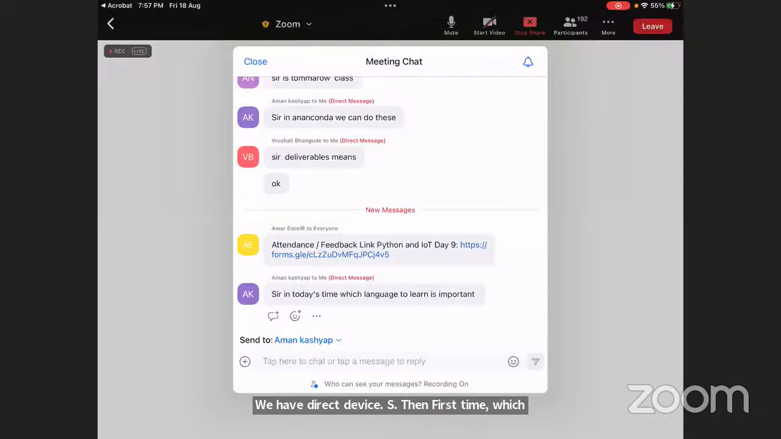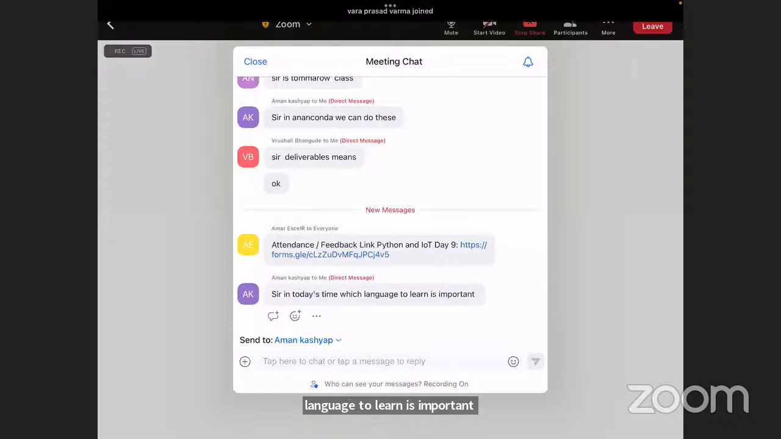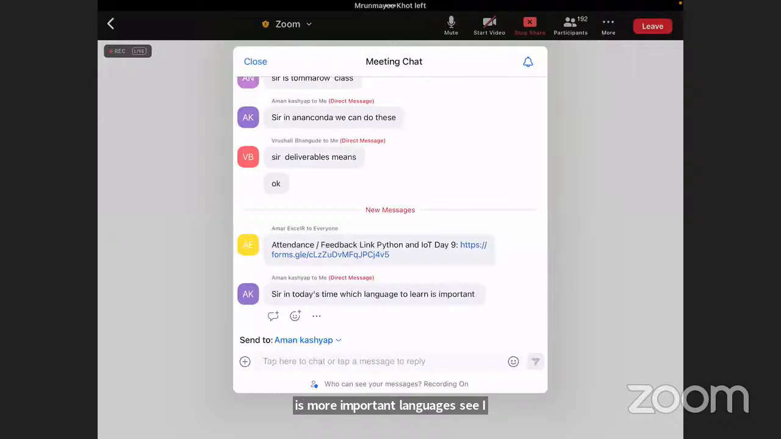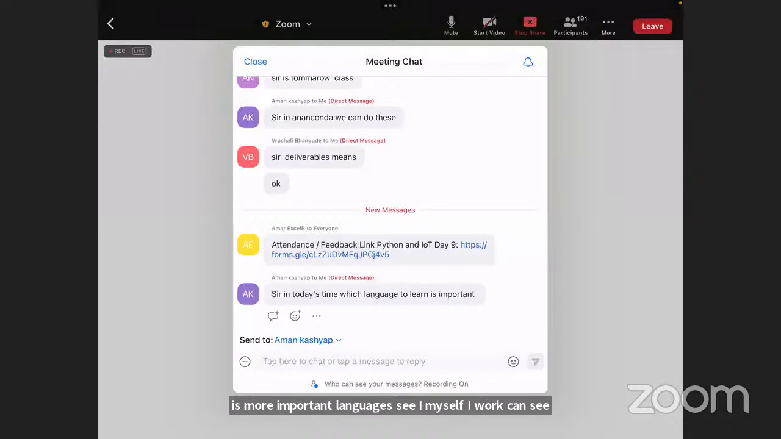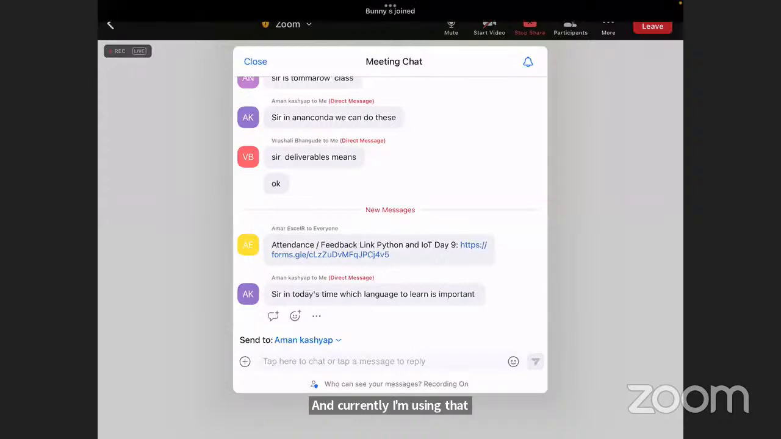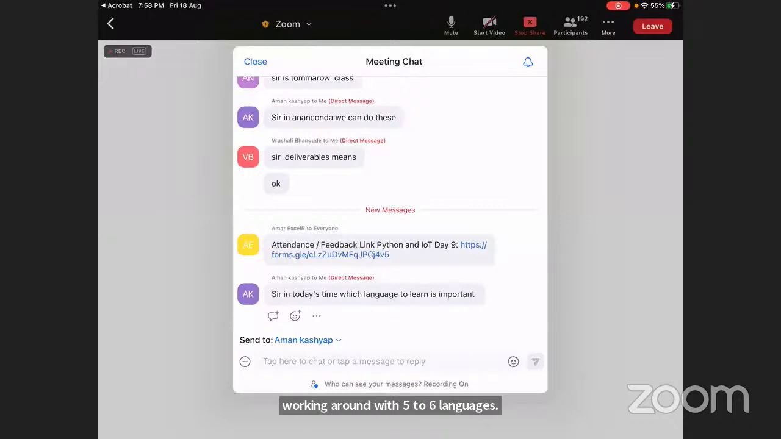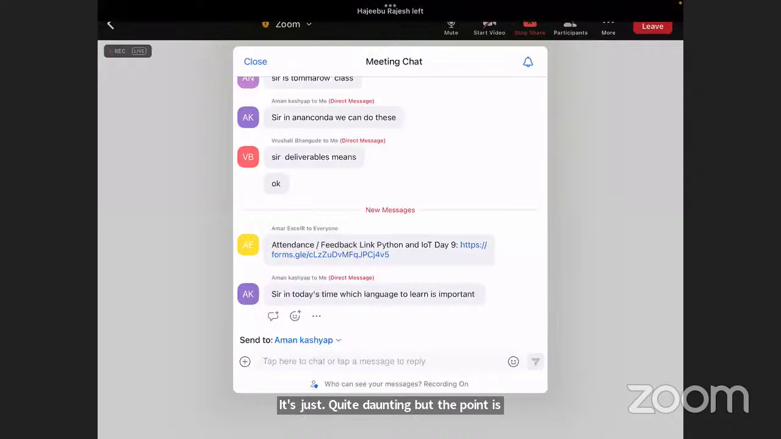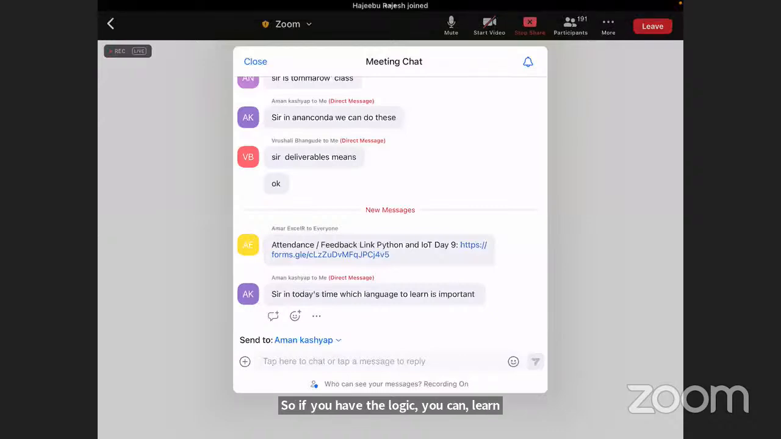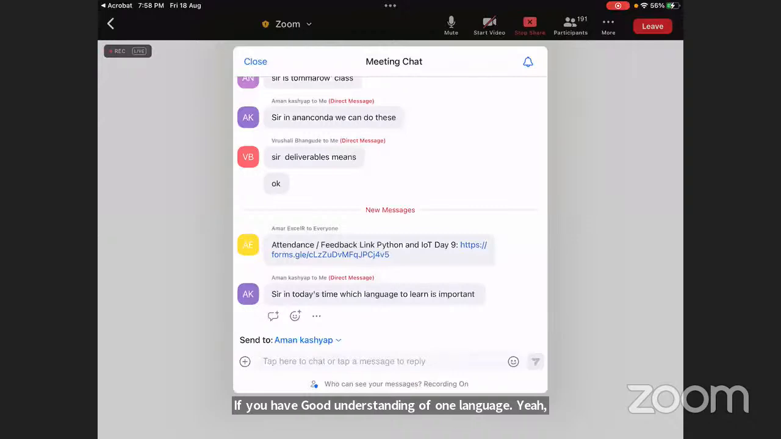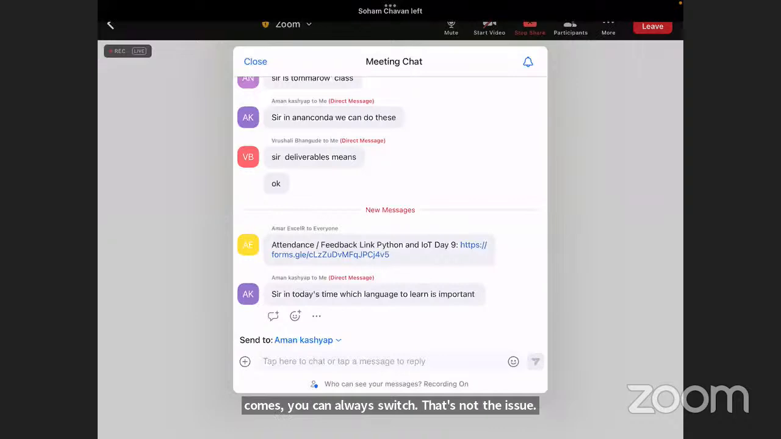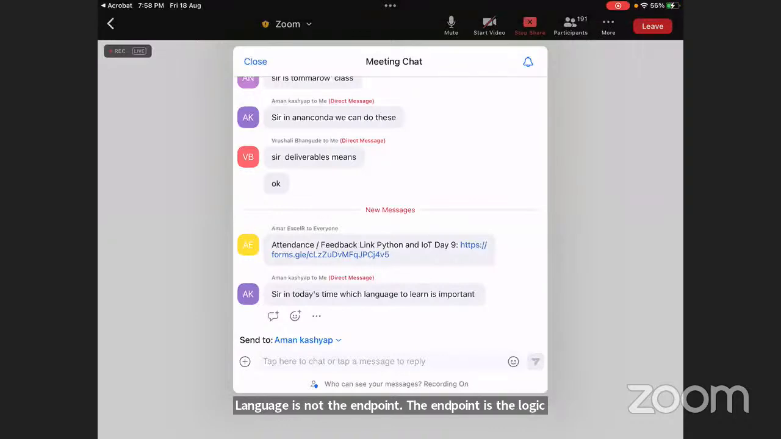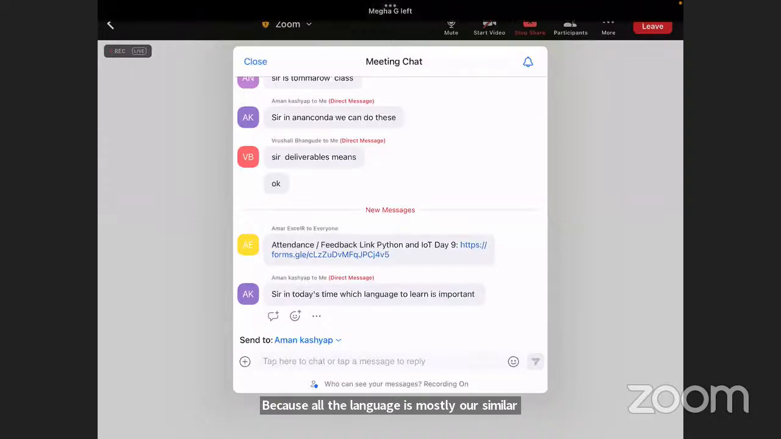Which language to learn is important. Python is good. Python is the top language. It's also important to understand the programming logic, which is more important. See, I myself work in C, C++, Python, JavaScript, and currently I'm using Dart also for creating apps. So I'm working with 5 to 6 languages, which is quite daunting. But the major point everywhere is the logic. If you have the logic, you can learn a language very fast. If you have a good understanding of one language, knowing another is much easier. So get yourself ready with one language very properly. As and when new languages and requirements come, you can always switch. That's not an issue. Language is not the end point. The end point is the logic and the understanding of all the concepts, because all the languages mostly have a similar conceptual base. OOPs and all, everything is common.